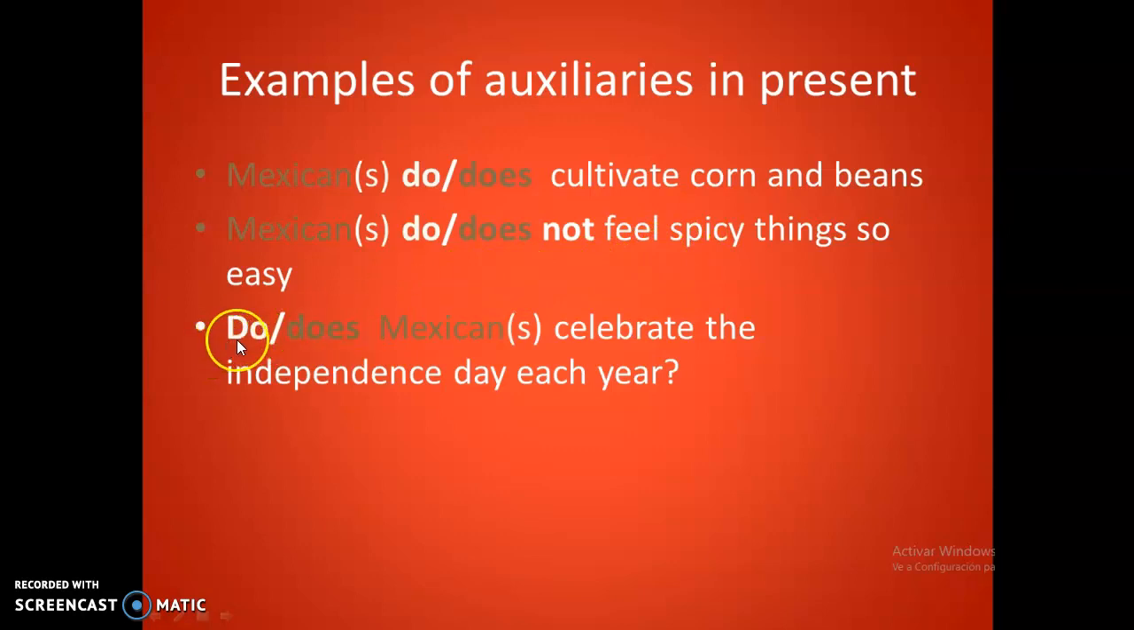Interrogative. In plural, we use: do Mexicans celebrate the Independence Day each year? And in third person, we use: does Mexican celebrate the Independence Day each year?